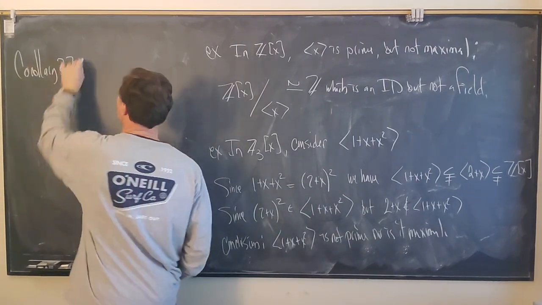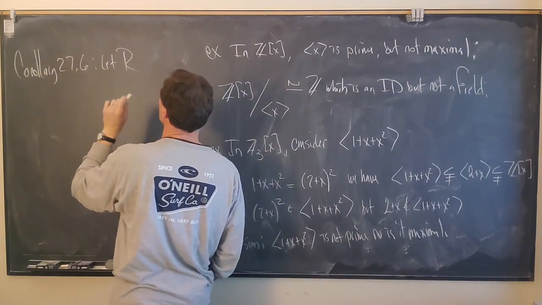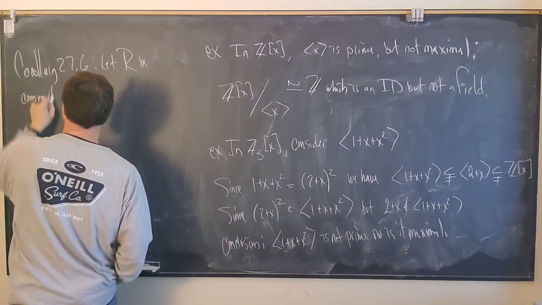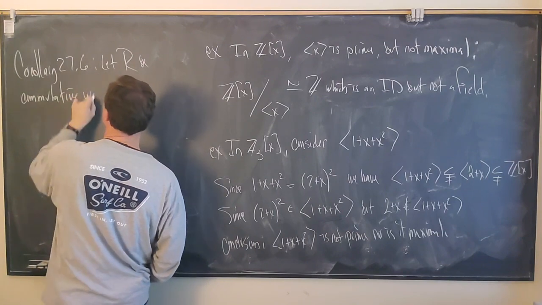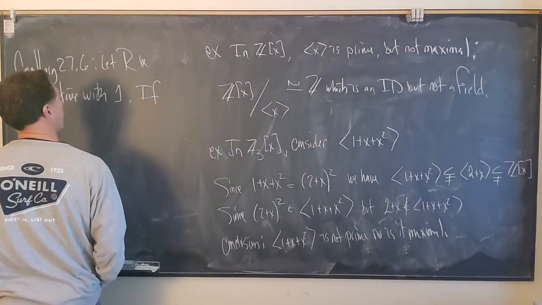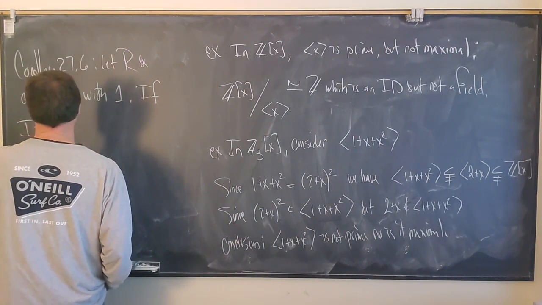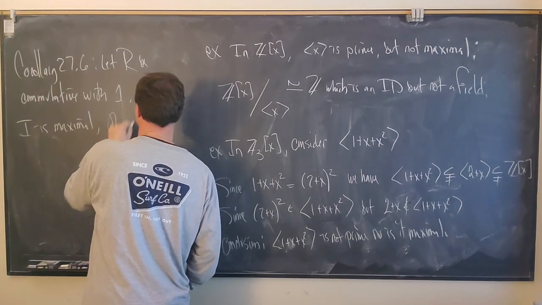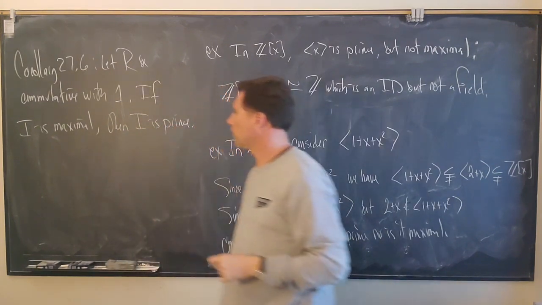Corollary 27.6. I'm going to actually say the converse of this, though. Or I guess it's really the contrapositive, huh? So let R be commutative with 1. If I is maximal, then I is prime. Right? Why is that?